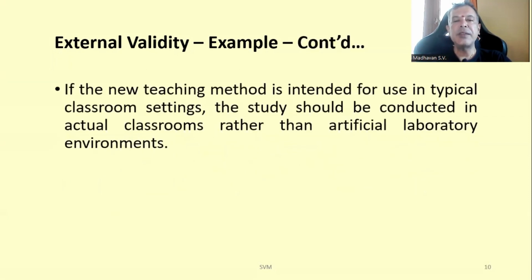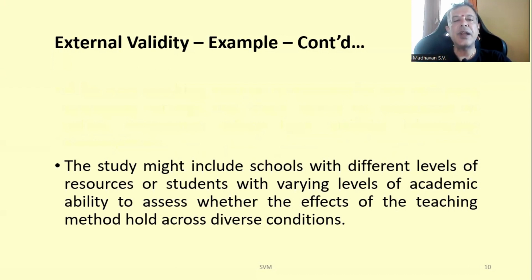If the new teaching method is intended for use in typical classroom settings, the study should be conducted in actual classrooms rather than artificial laboratory environments. The study might include schools with different levels of resources. Every school will have different levels of resources, so we also need to focus on those variations. Also students with varying levels of academic ability, so that you can assess whether the effects of the teaching method hold across diverse conditions or not.